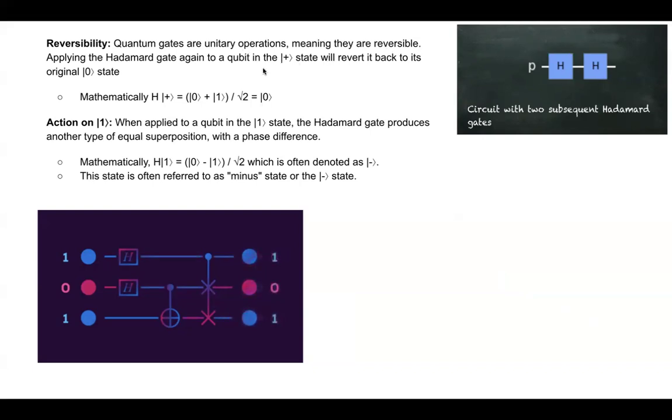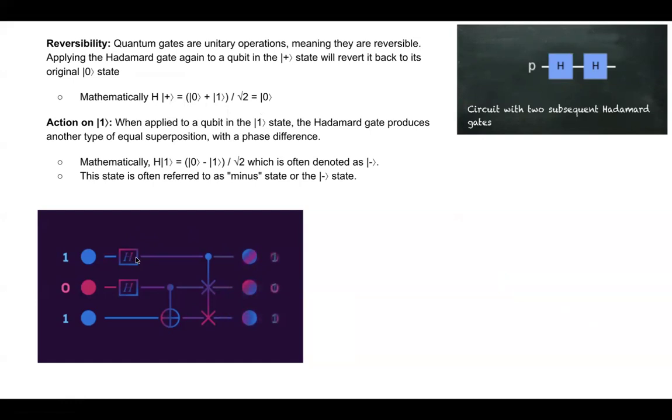They are reversible. So applying the Hadamard gate again to the qubit in the positive state will revert it back to its original 0 state. So here, if the qubit was in a positive state after applying the Hadamard gate, and you pass it through another gate, which is also a Hadamard gate, it will transform it back into its 0 phase. Now here it is, a typical circuit diagram.